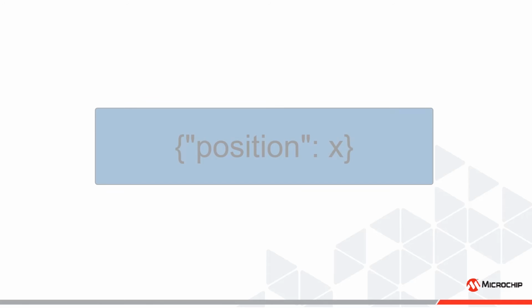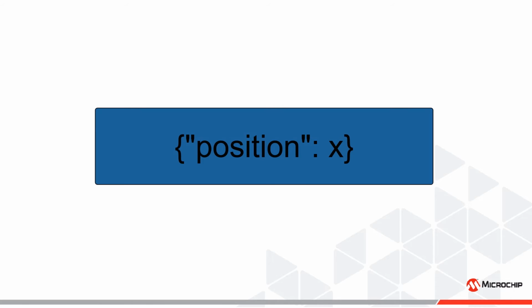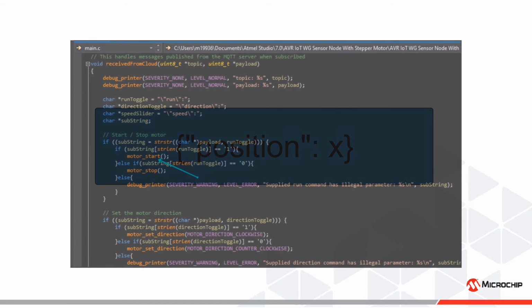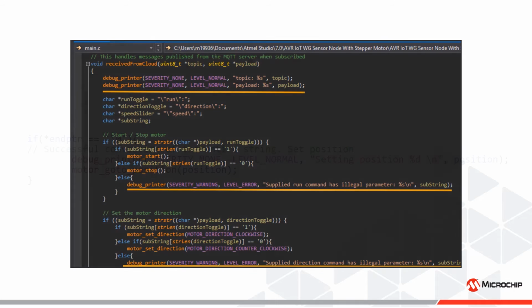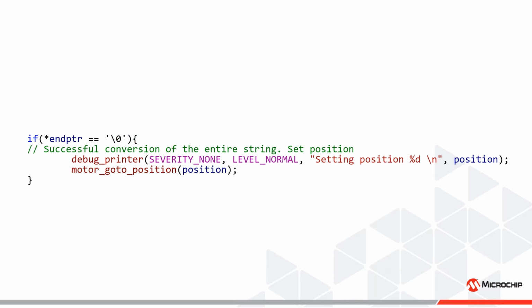In a previous video, we configured the cloud to send a JSON message to the device with the current format. We parse this message the same way we parse the speed message from video 4 of the Getting Started series. When the desired position has been received, we pass it into the go-to-position function we just created.